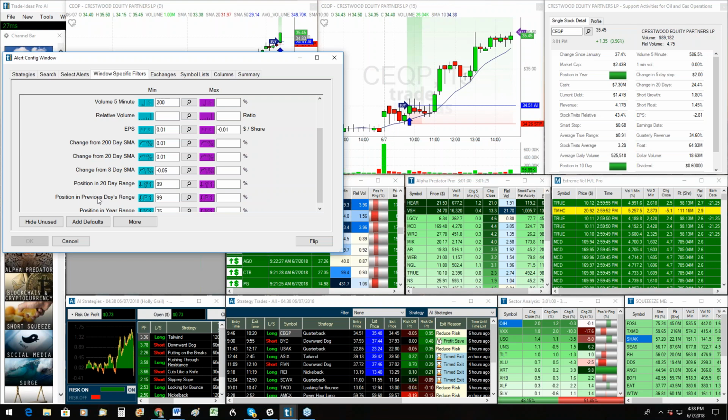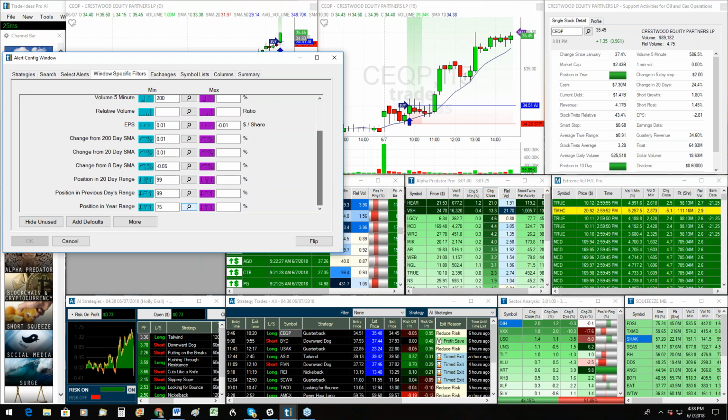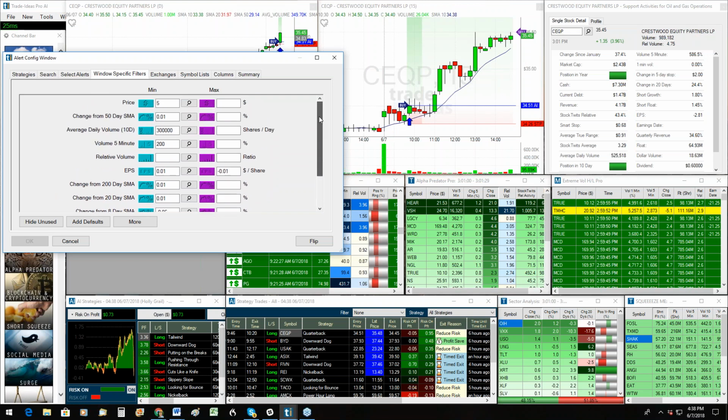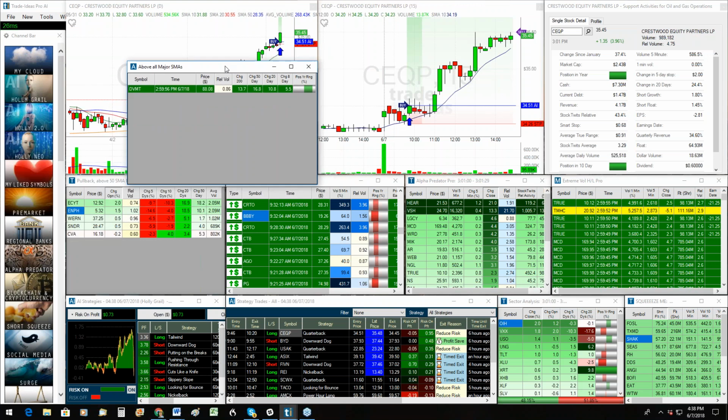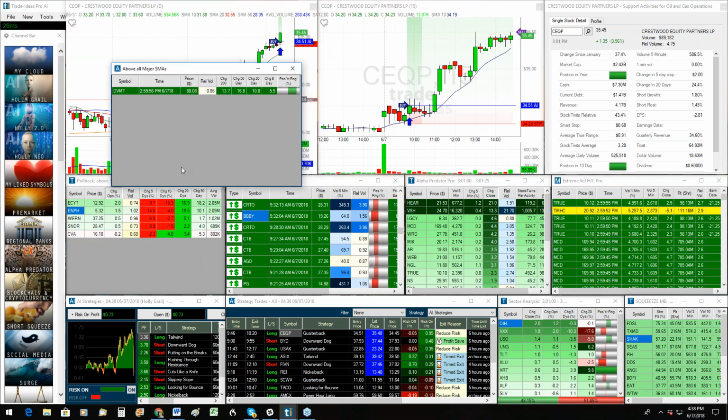Position in 20-day range, position in previous day's range, 99%. Position in year range, 75%. I wanted to back test this to see how it worked. I knew it probably wasn't going to back test very well, but I still wanted to take a look at it. Hopefully my back tester is working properly here. Let's go in and back test this on a swing trade, meaning we're going to hold the trade for longer than a day.